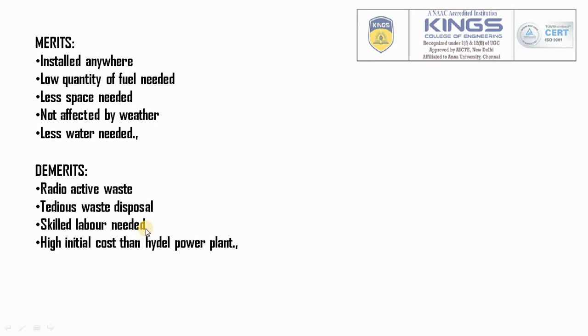And then skilled labor is needed. Normal labor cannot operate it because of the hazardous environment, so skilled labor is needed, and security risks are higher in this power plant. The initial cost is high, even higher than a hydel power plant. Of all the power plants, the hydel power plant has a very high initial cost, but the nuclear plant's initial cost may be even higher. So these are all the probable things we can see in the working layout of a nuclear power plant.